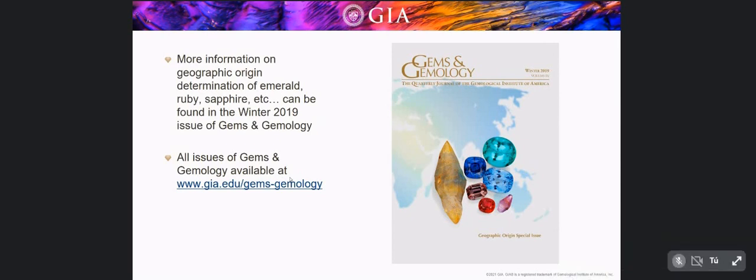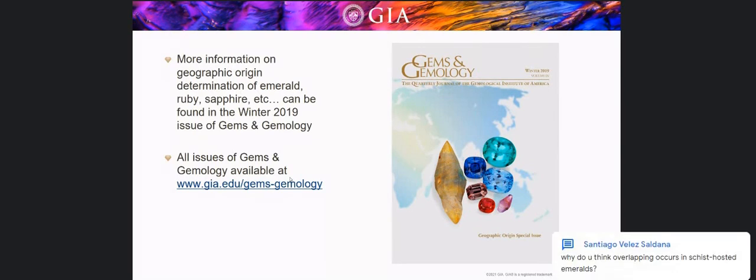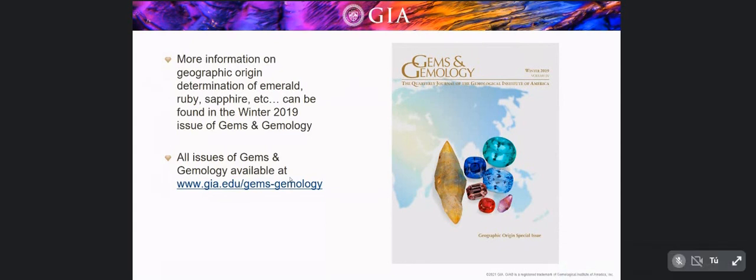And so we went through there. We have articles about ruby, sapphire, emerald, and paraíba tourmaline and alexandrite, where we go through and exactly tell you guys what we do in the lab to identify geographic origin for these different stones and what criteria we use and how we really do it. And all of these issues of Gems and Gemology are available online for no charge. You can go to gia.edu and find this issue and other issues of Gems and Gemology.